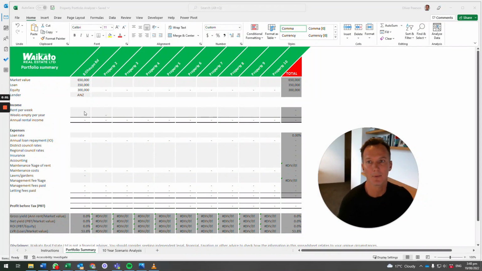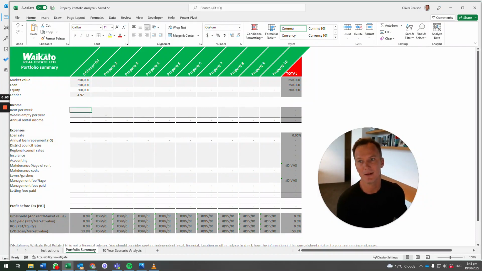Next, we fill out income. So that's how much rent we're receiving. This property is bringing in $550 a week. Just to be on the conservative side, I'm going to say 1 week empty per year.